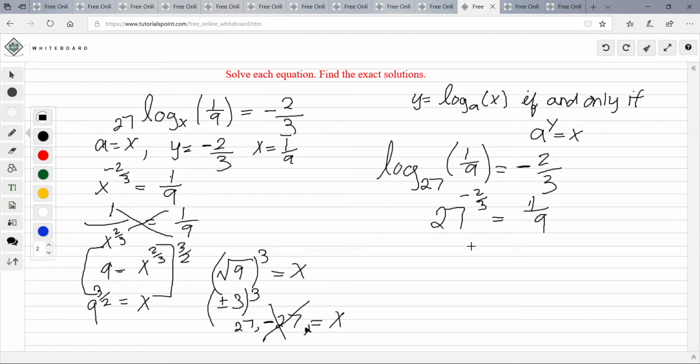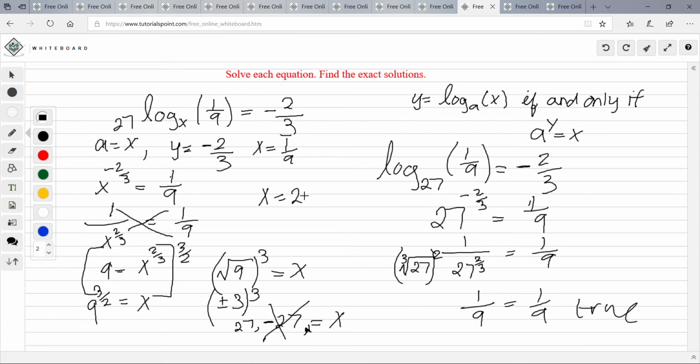So we have to check if this is true. When we put this in positive, it's 1 over 27 to the positive 2/3 equals 1/9. 27 to the 2/3 is like saying take the cube root of 27, and then square that number. What is the cube root of 27? That would be 3, right? And then 3 squared is 9. So this is 1/9 equals 1/9. So that is true. Yes, the cube root of 27 is 3, and squared that is 9, so it's 1/9 equals 1/9. So our x is positive 27.